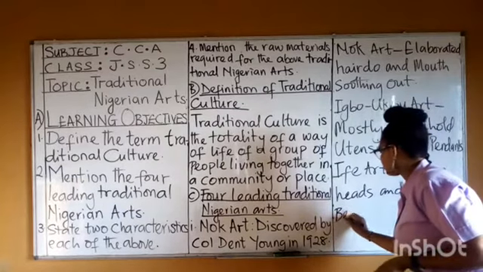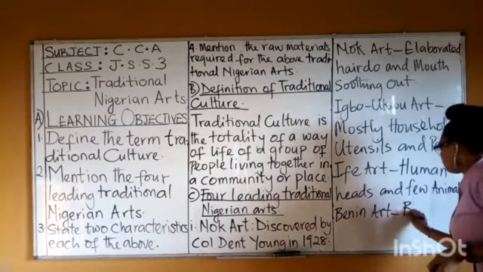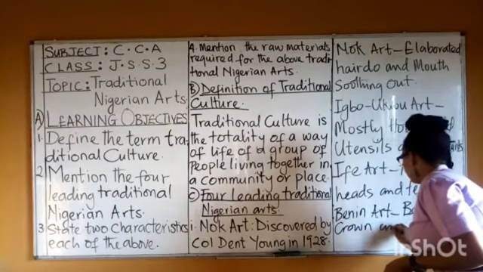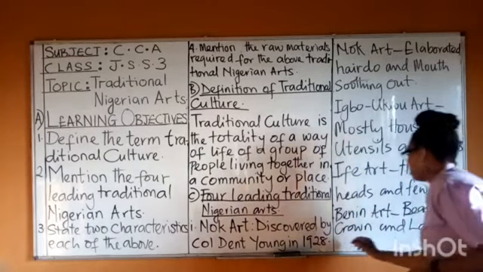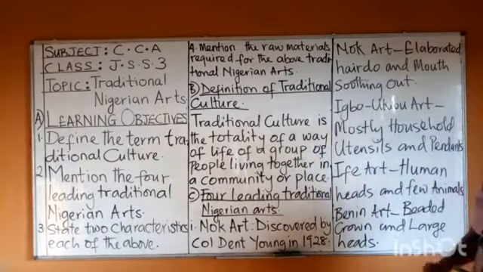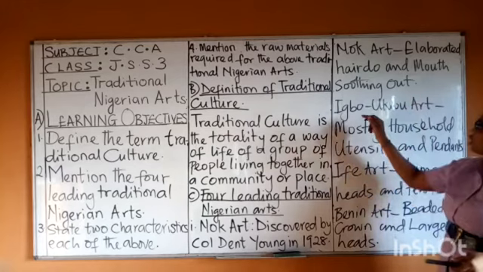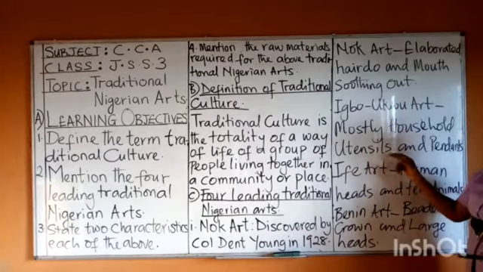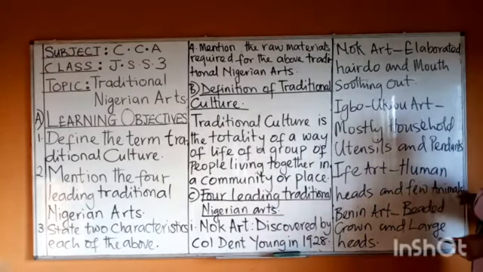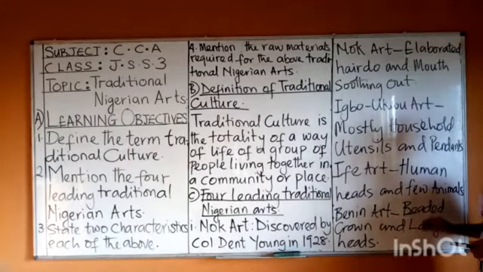Now for Benin art, mostly beaded crown and large heads. Now let's take it one more time. Nok, elaborated hairdo and mouth shooting out. Igbo art, mostly household utensils and pendants. Ife art, human heads and few animals. Benin art, beaded crown and large heads.